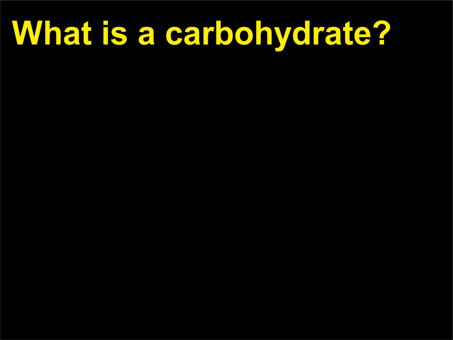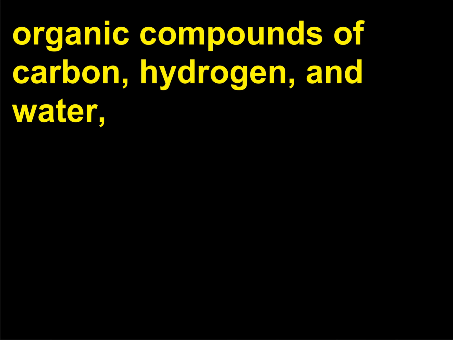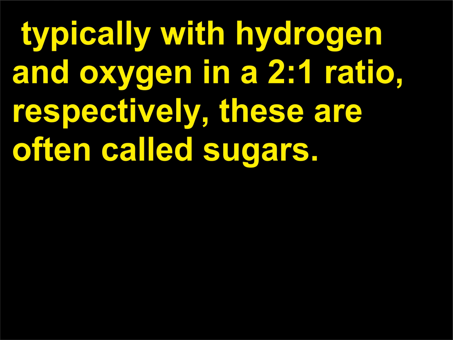What is a carbohydrate? Organic compounds of carbon, hydrogen, and water. Typically with hydrogen and oxygen in a 2:1 ratio, respectively, these are often called sugars.